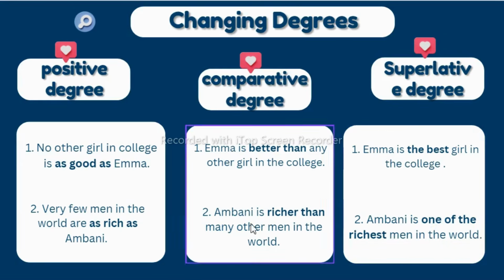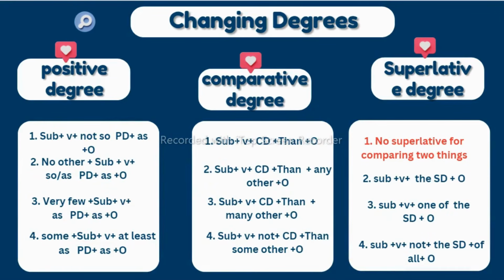Next one, very few men in the world are as rich as Ambani. You can use it in this way also. Ambani is richer than many other men in the world, if you are comparing Ambani with anyone else. And Ambani is one of the richest men in the world, if you are comparing more than two persons. I don't have time to explain all of these rules and structures, so you can pause the video or take a screenshot of this.